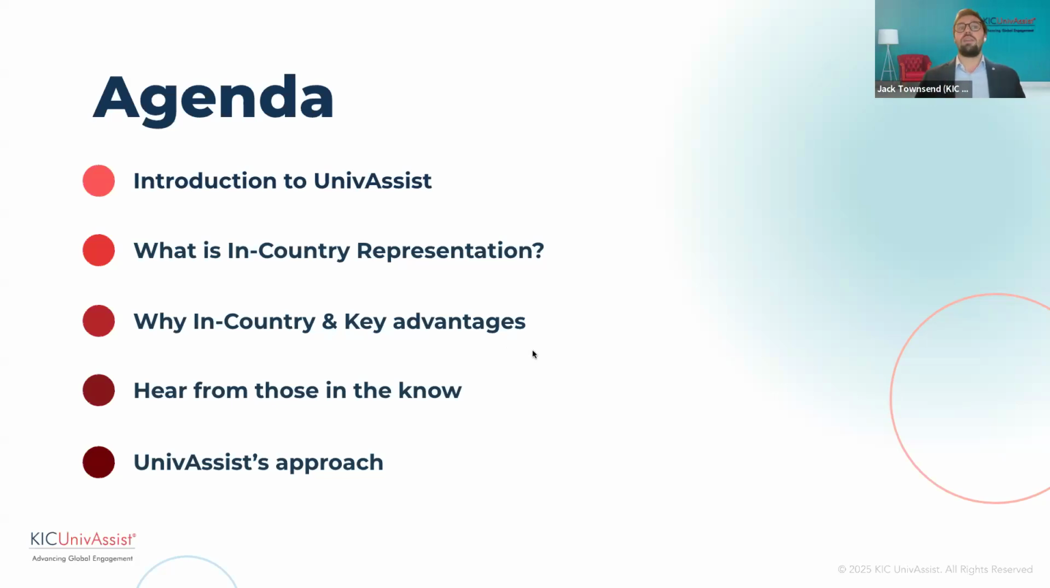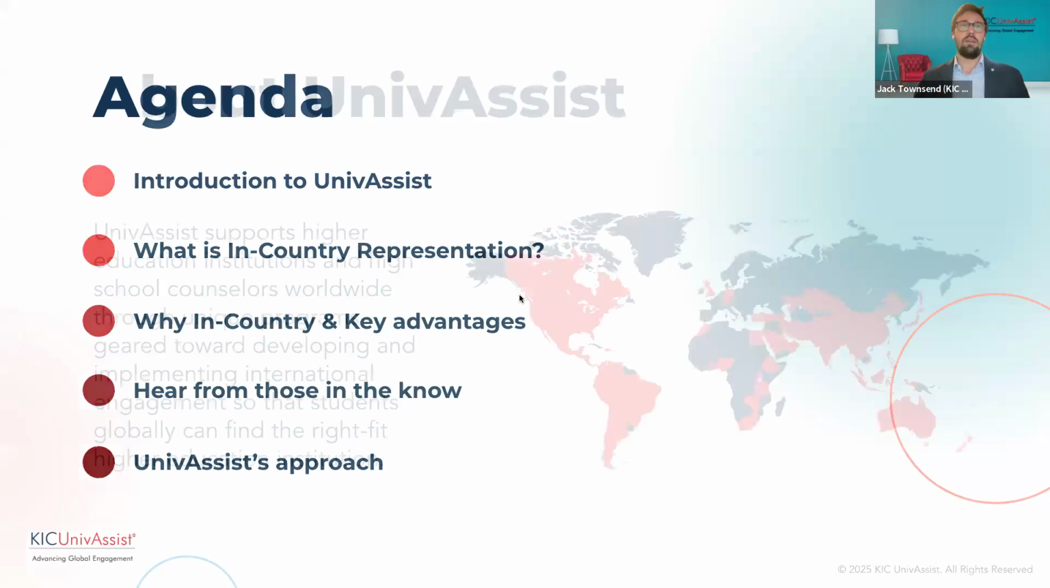And then we'll look at why in-country might be an option for universities and some of the key advantages. And throughout the session, I'll be referring to Vicki and Luke, just so you again get their perspective of the approach, or of having in-country as part of your outreach strategy. And then we'll finish off with touching on how UnivAssist approaches in-country and maybe how we offer the service for those that might be looking to take this route in their recruitment.